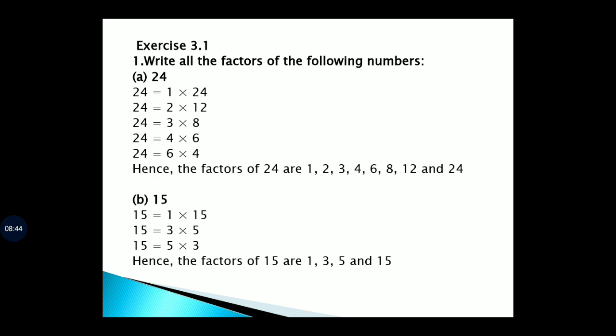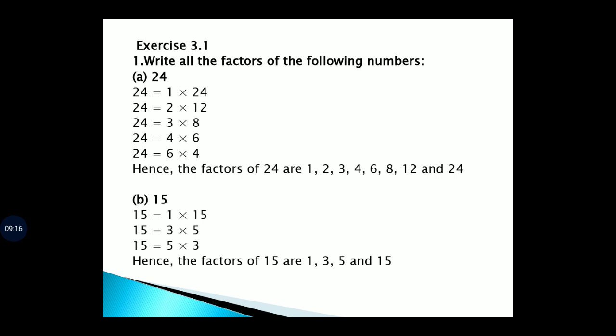Here you can see that 4 into 6 and 6 into 4 are the same. So now let us stop multiplying the numbers. Hence, the factors of 24 are 1, 2, 3, 4, 6, 8, 12 and 24. These are the finite number of factors of 24 because, as we have learnt already, factors of a number are finite.